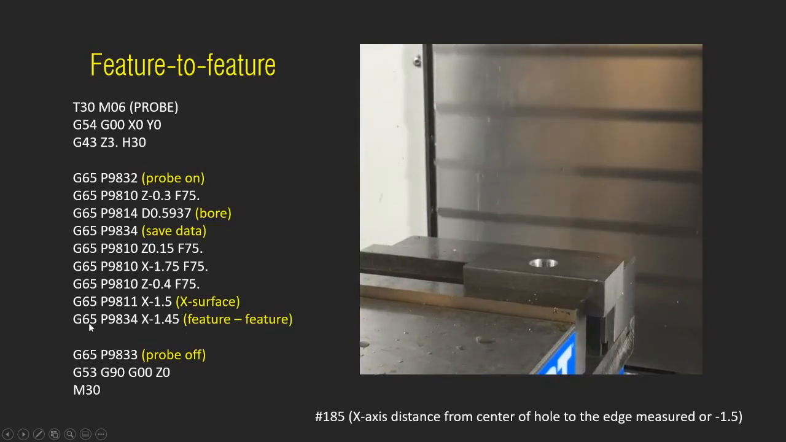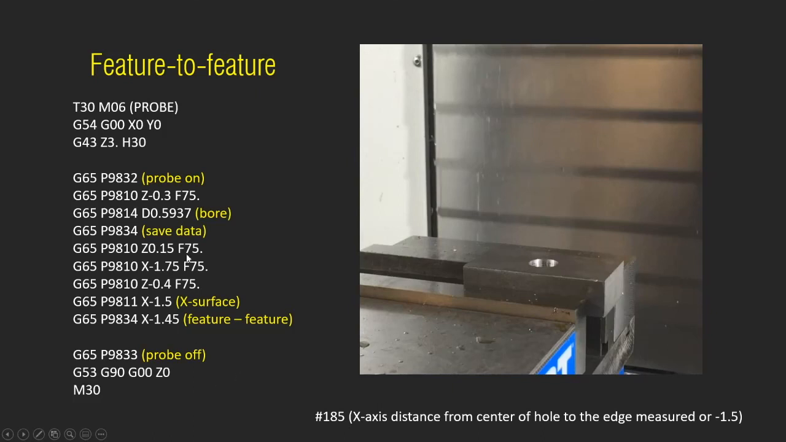And when it probes this, after it probes this, I run another feature to feature code. This is the exact same code as up here where I saved the data. And I'm saying, well, it should be at minus 1.45. And if I look at #185, I will get that distance. Maybe I'm looking for it to be 1.45, but maybe it measures at 1.5. So I can see that value. I can look up in #185 to see what that distance is.